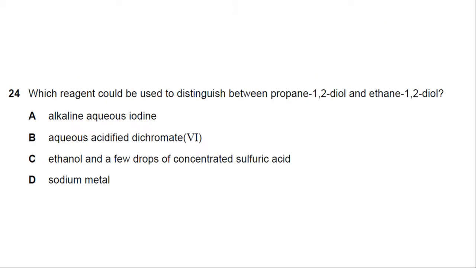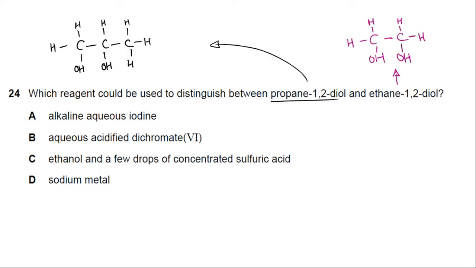Okay, moving on. Question number 24. Which reagent could be used to distinguish between propane-1,2-diol and ethane-1,2-diol? I've drawn the structures for propane-1,2-diol and ethane-1,2-diol above. Both of them are alcohols, and let's talk about alkaline aqueous iodine.